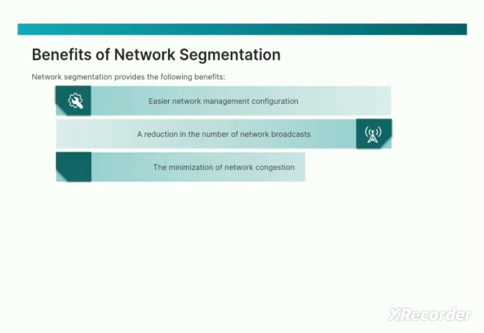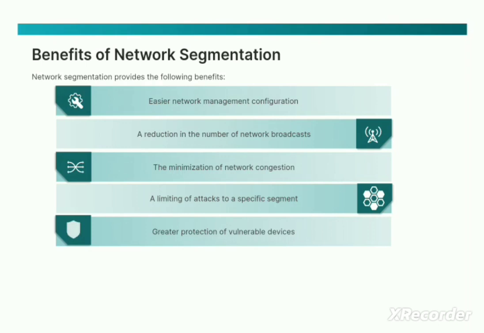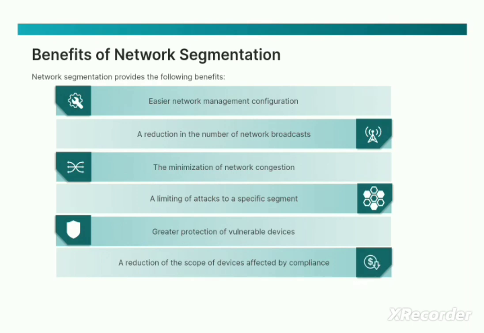Network congestion is minimized. Traffic flow in one segment does not affect the traffic flow in the rest of the network. Attacks are limited to a specific segment. Much like network congestion, an attack in one segment is isolated from the rest of the network. Vulnerable devices are given greater protection. If a vulnerable device is segmented in the internal network, it can be better protected. Compliance affects a smaller scope, limiting the corresponding costs.